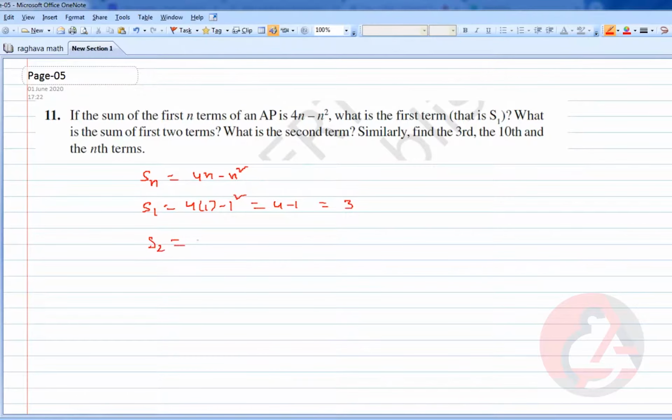S2. The meaning of S2 is what? Sum of the first two terms. So this will be 8 minus 4. You will get the answer 4. Suppose if I am taking S3, 4 into 3 minus 3 square, 12 minus 9. 12 minus 9 is how much? 3.